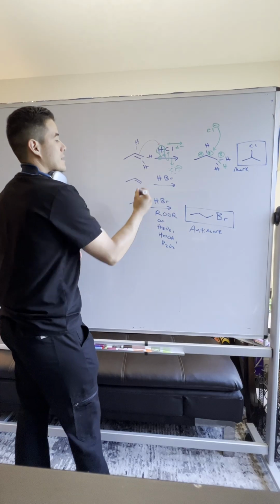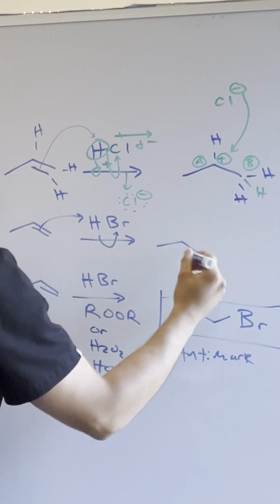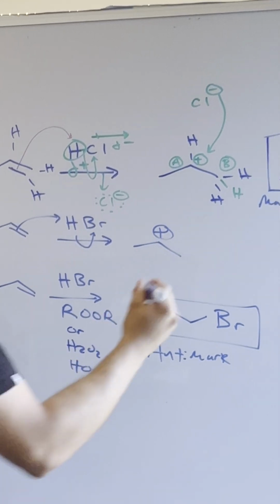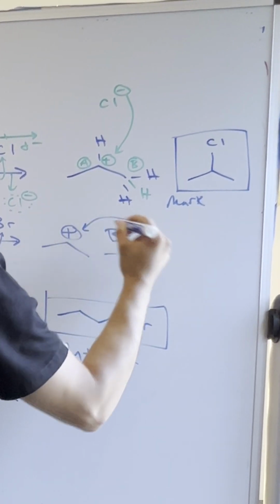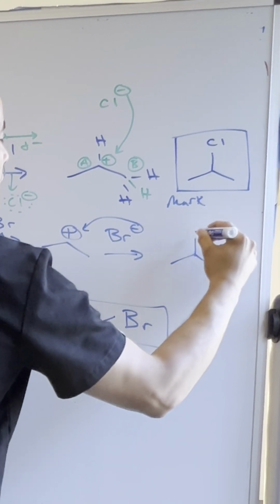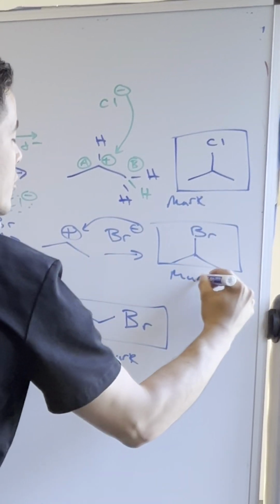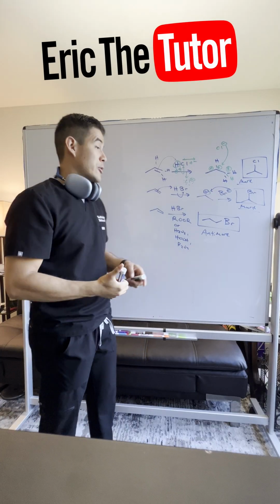And then the same mechanism applies here, right? We attach the H. We have to form a positive sign, put the positive sign in the more stable spot, then have your Br attack. There goes the Br. So both of these are Markovnikov, and then anti-Markovnikov with HBr and ROOR.